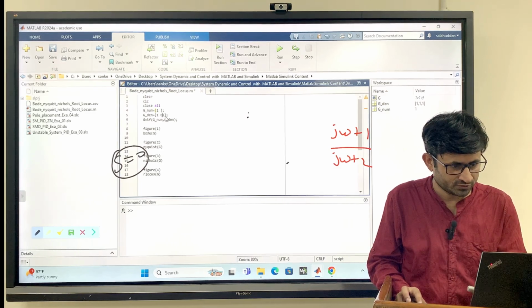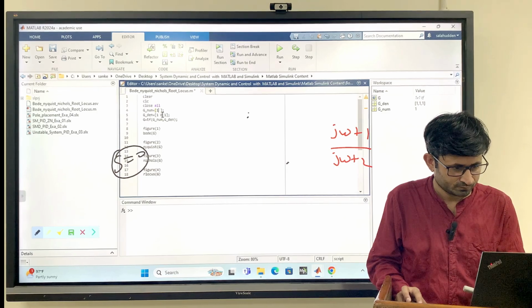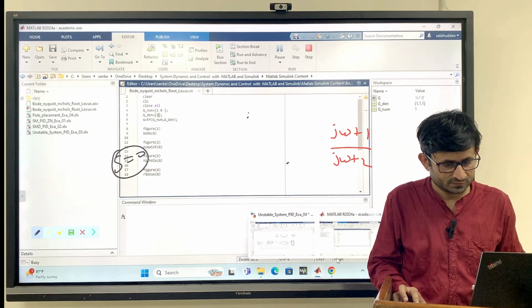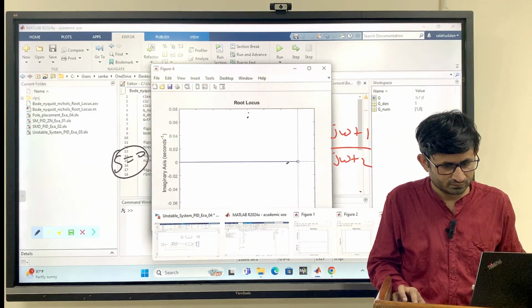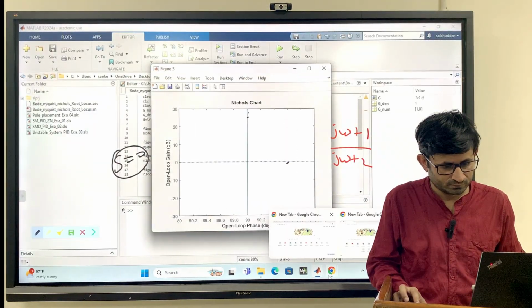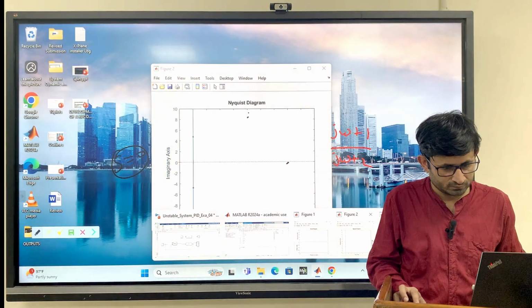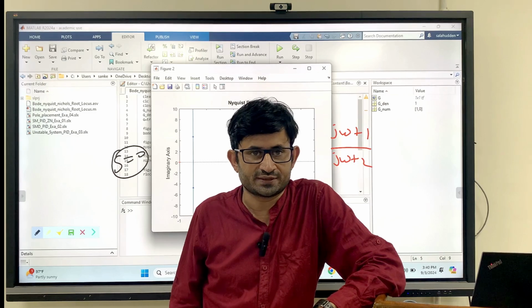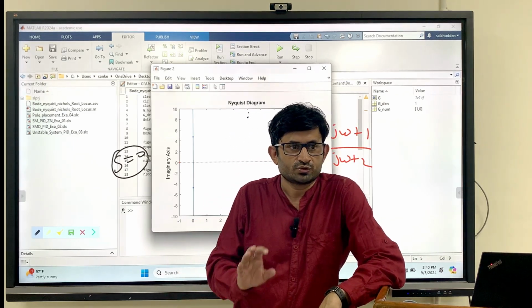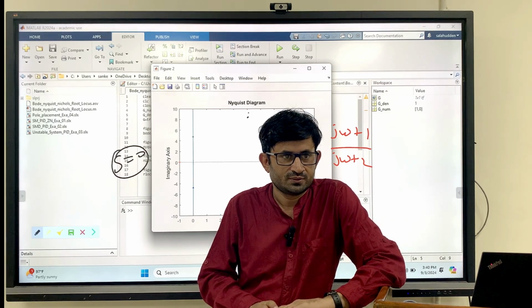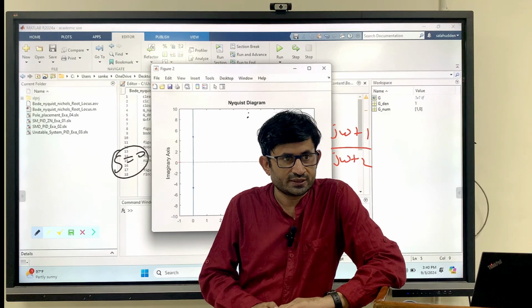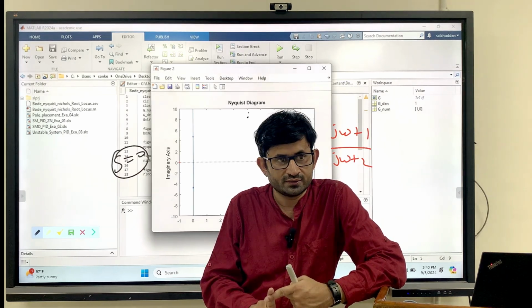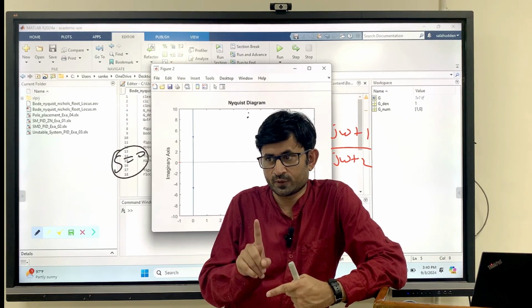So are you people having any doubt? No, right? Okay, so when you see this type of graph, you do not get confused about why it is coming. So this is all about the Nyquist plot. If you have any doubt, you may ask me. So now the Bode plot is clear, root locus is clear, Nichols chart is clear, Nyquist plot is clear.